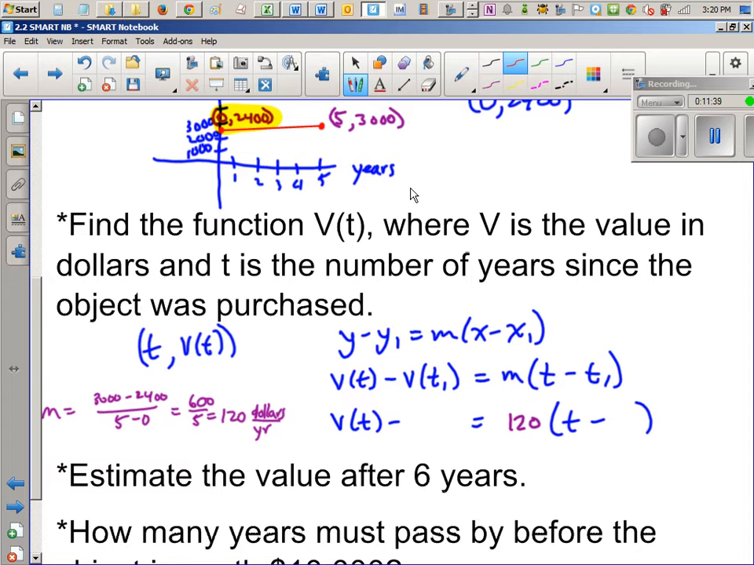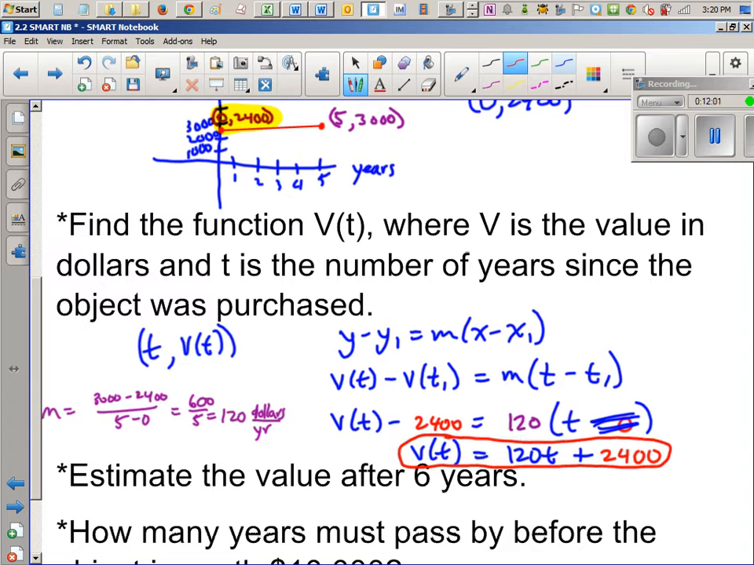Okay? So let's put in the 2400 for the y, the 0 for the x, and then we're going to isolate v of t. Okay? So the function is going to be 120t, because this 0 doesn't really count, right? Just cross it out. 120t, and you're adding that 2400 over to the other side. So here is our linear function.